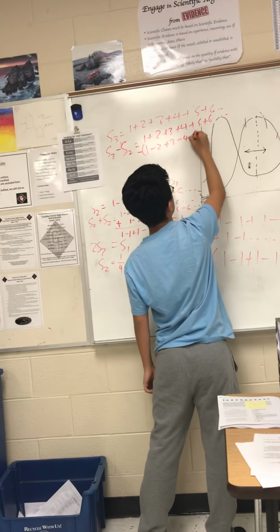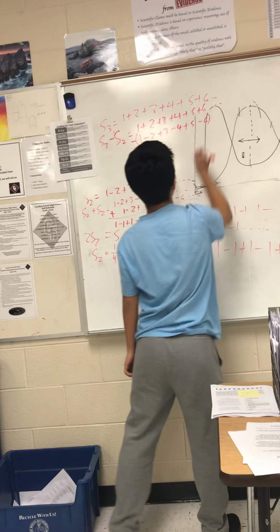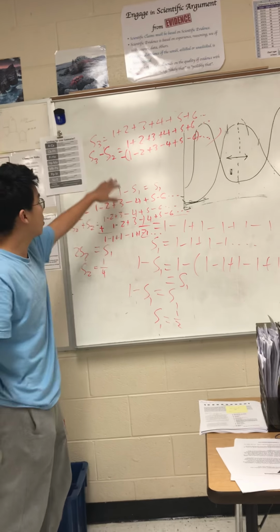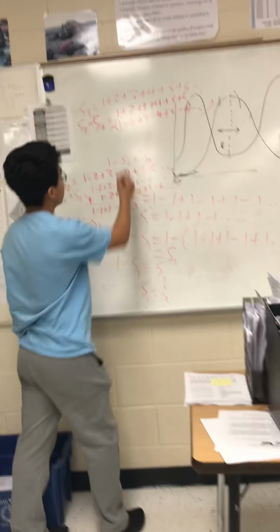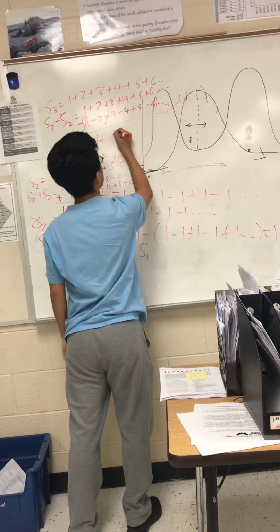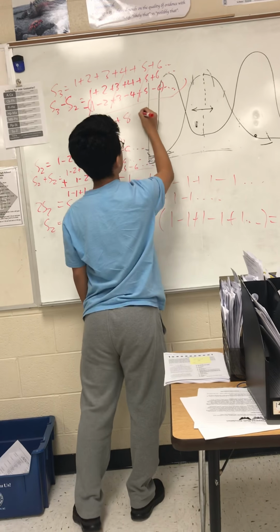Series 3 is 1 plus 2 plus 3 plus 4 plus 5 plus 6, all the way to infinity. Now when you subtract these two things, this goes to 4, this cancels out, this goes to 8, this cancels out, this goes to 12.